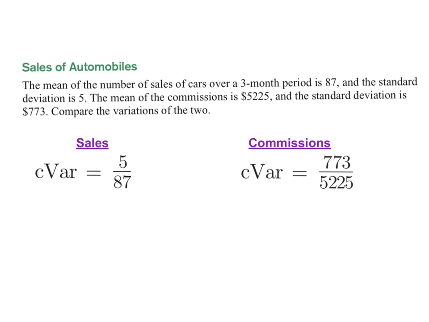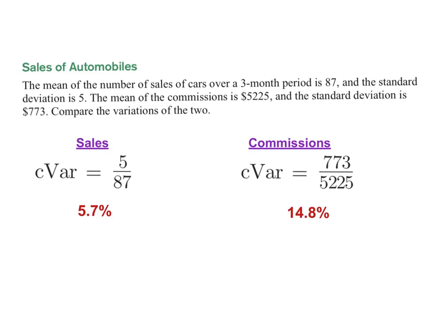The mean is 87. For commissions, the standard deviation is 773 and the mean is 5,225. So when I convert those decimals to percent, the coefficient of variation for sales is 5.7%, and for commissions it is 14.8%. Okay? Here's what this means. Since the commission percentage is higher, the data for commissions is more spread out.